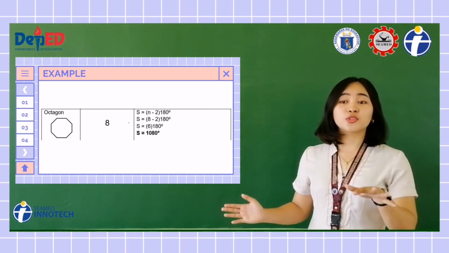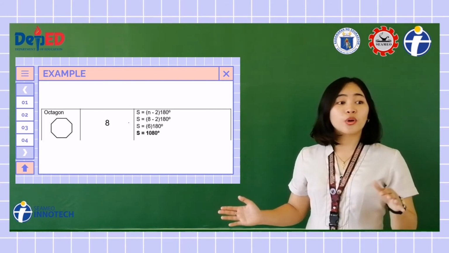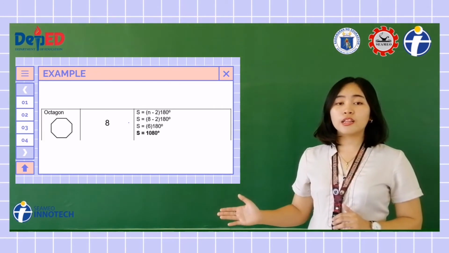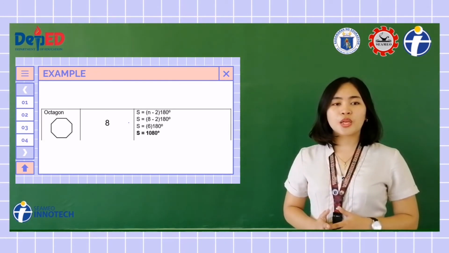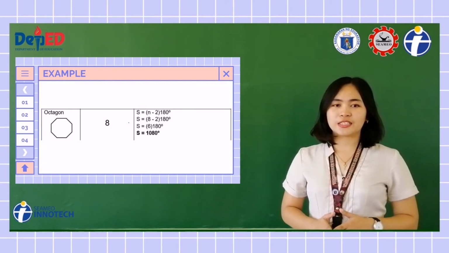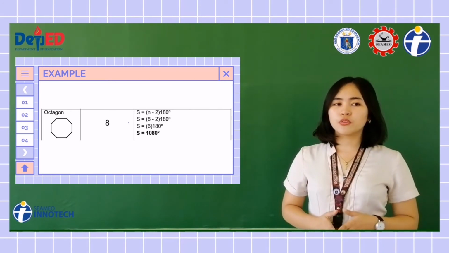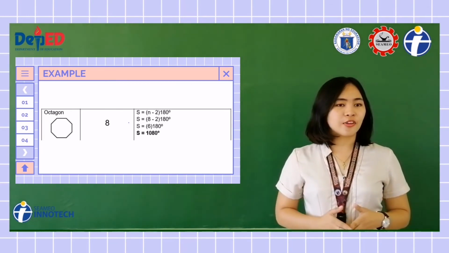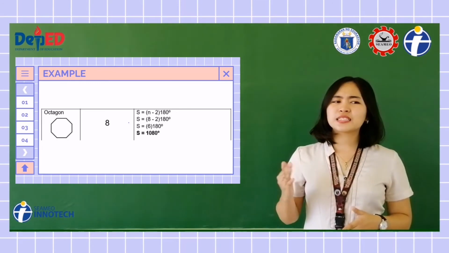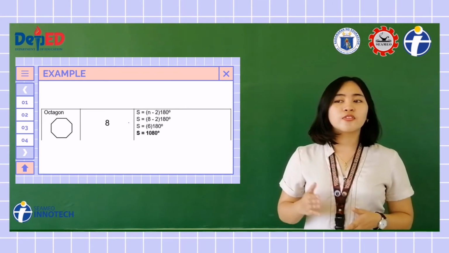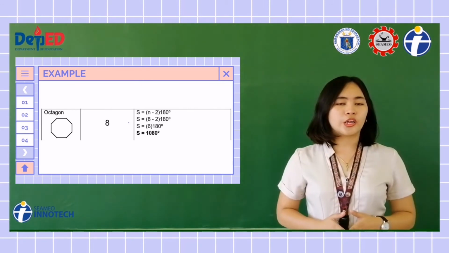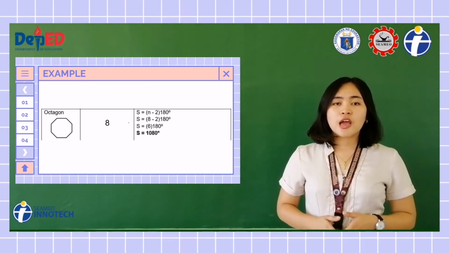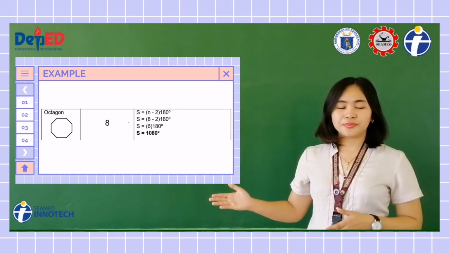I want you to solve on your paper. Yes, very good. The sum of the measures of the interior angles of a regular octagon is 1080 degrees. I think every one of you understood this topic. And now, let's have a quiz to assess if you already understood this lesson for this morning. I want you to get 1/4 sheet of paper and answer the following.